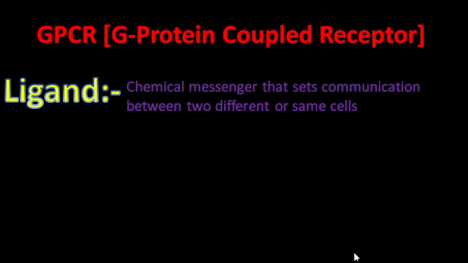Today our topic is one of the receptors, that is GPCR. Now it's a topic from cell signaling. So today we are going to discuss GPCR, that is G protein coupled receptor.